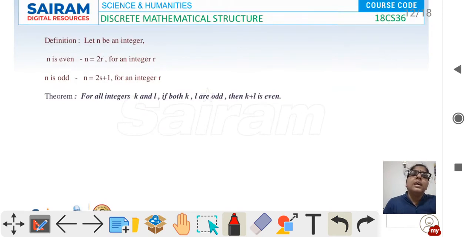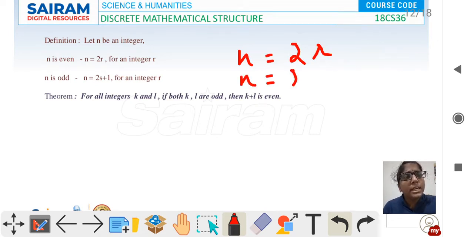So here this is a theorem. Here you have to consider for even number, n must be equal to 2 times of an integer, any integer. If n is an odd number, then it is 2 times of an integer plus 1. So here the first theorem is: for all integers k and l, if both k and l are odd, then you have to prove k plus l is even.